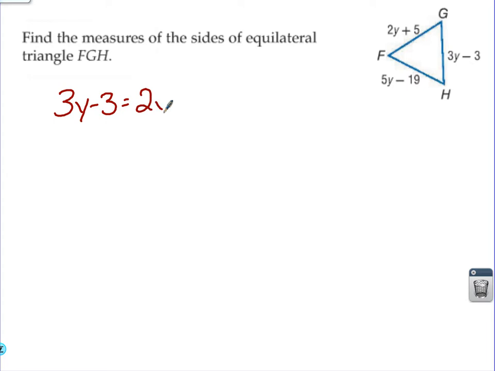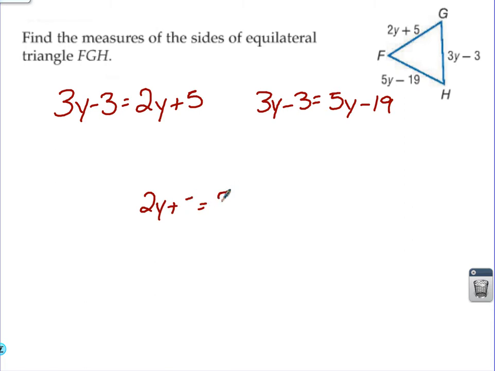Does it equal 2y plus 5? Does it equal 5y minus 19? Does 2y plus 5 also equal 5y minus 19? So which way do I set it up? Any way you want to. If we did it correctly, we should get the same answer any of the 3 ways.